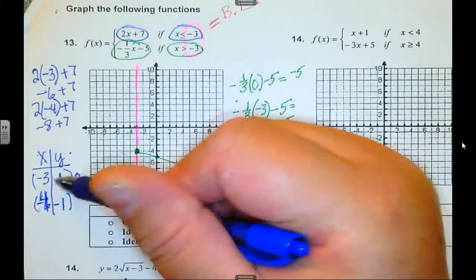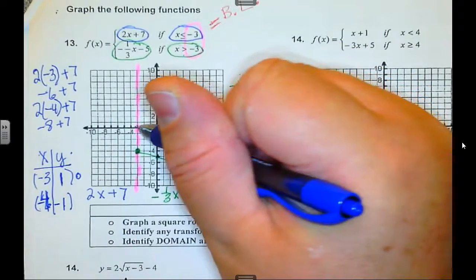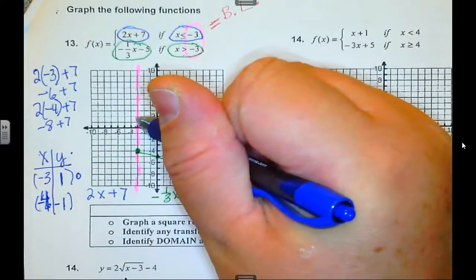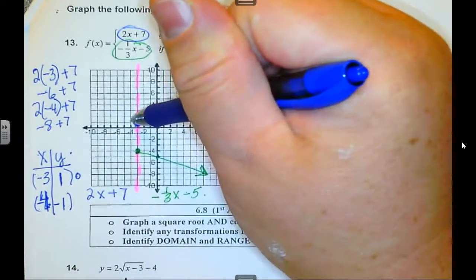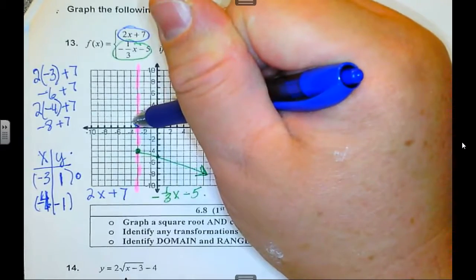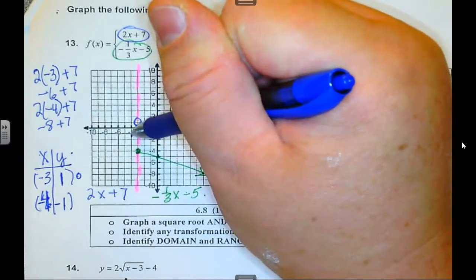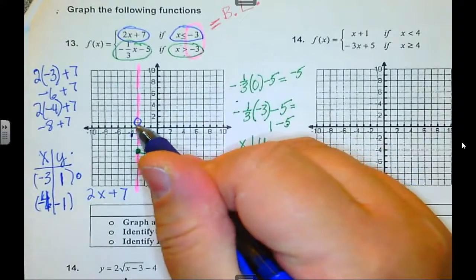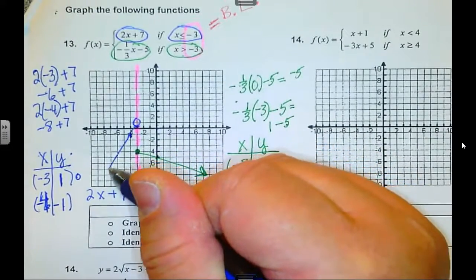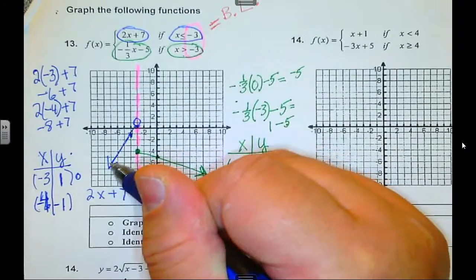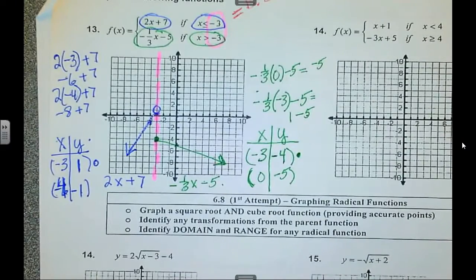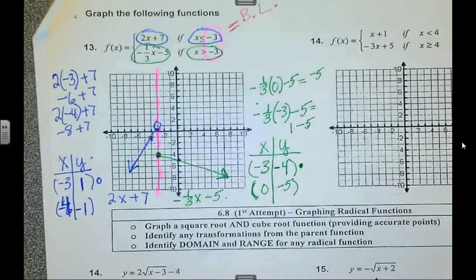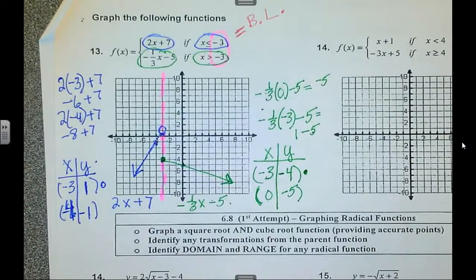Okay, so I have negative 3, 1, open circle, negative 4, negative 1. So here's my other line. Yeah, you guys had a little bit of tough time with this, so you need to practice, practice, practice.